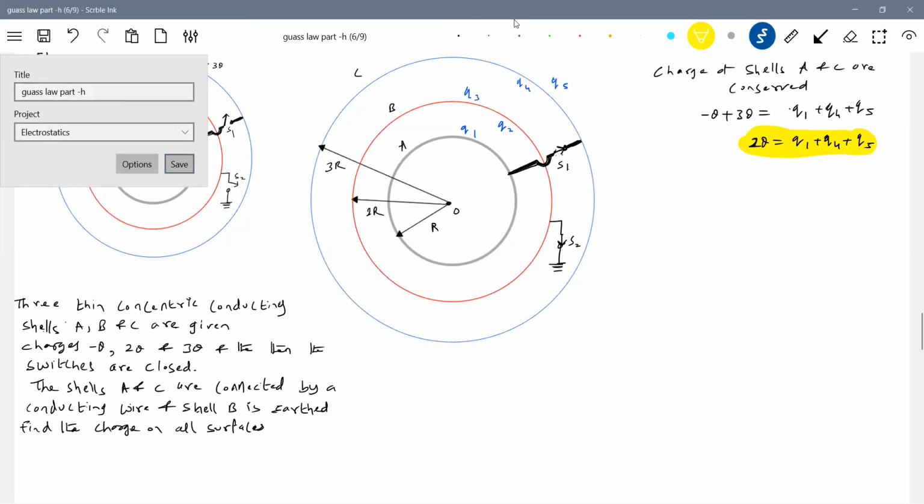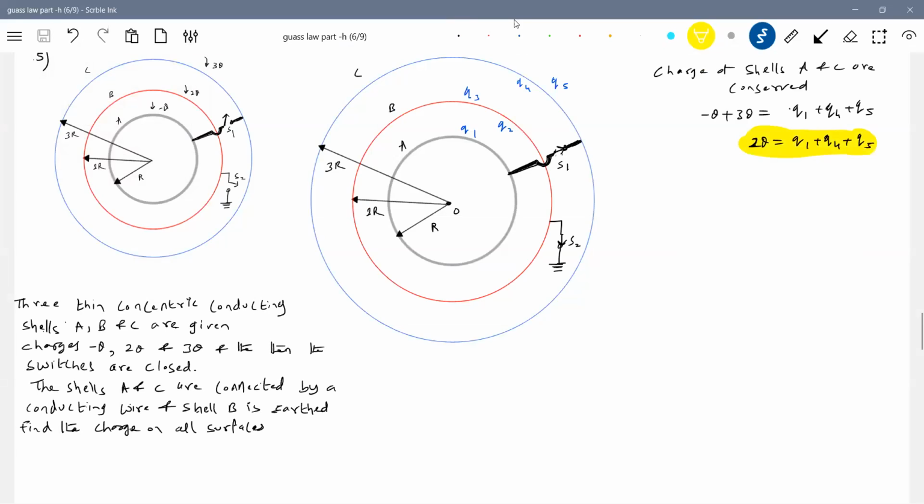Okay, there's one thing. Afterwards, the potential of a shell which is earthed should be 0, and the potentials of shells which are connected by a wire should be equal. We'll write a few more equations and see what we get. The potential of shell B should be 0. Why? It is earthed, no?